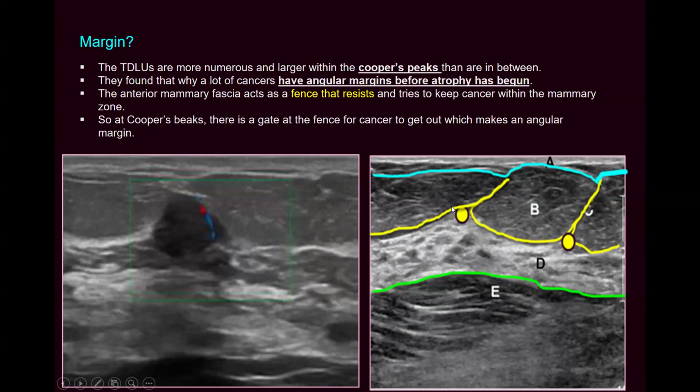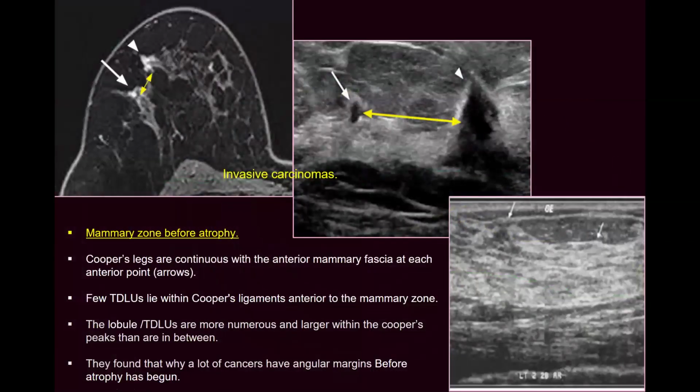And that is why, when it extends through this beak, it gives the angular margin. This is one explanation of the angular margins of breast cancers. Here we can see two lesions representing breast cancer with angular margins at the Cooper base. You can see it here, the largest one, and here the smaller one.